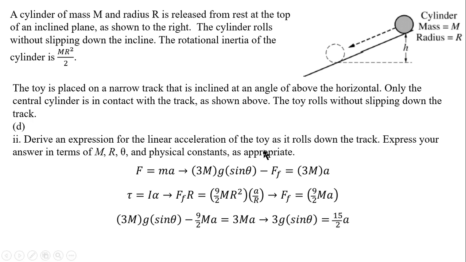3g sine theta equals 15 over 2 a. How did he get 15 over 2? I ain't even doing this one with you, okay? You've got to figure that one out on your own. Just common denominator nonsense. A ends up equaling 2/5 g sine theta. Boom. If you think that's a mistake, show me. That's all I've got to say to you.